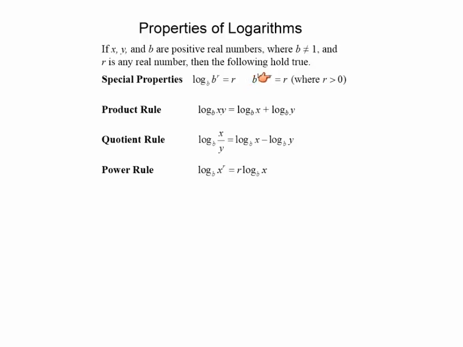Or also we have b to the power of log of r with the same base b, and that would be equal to r. That's the one property that we're going to use, where r is greater than 0.